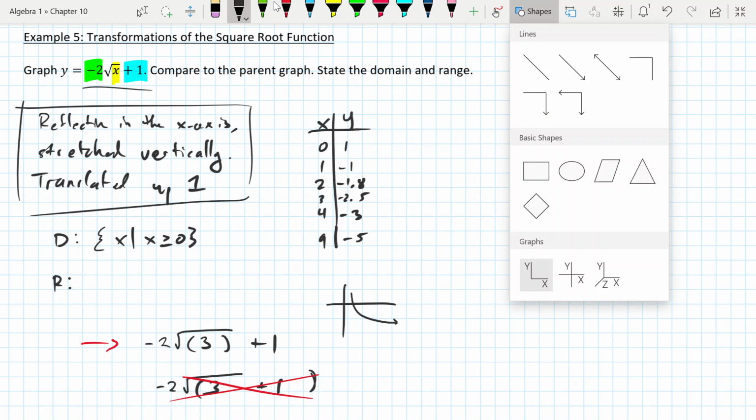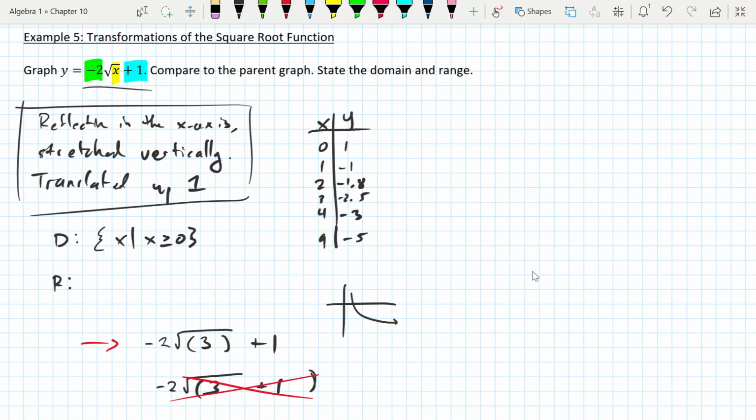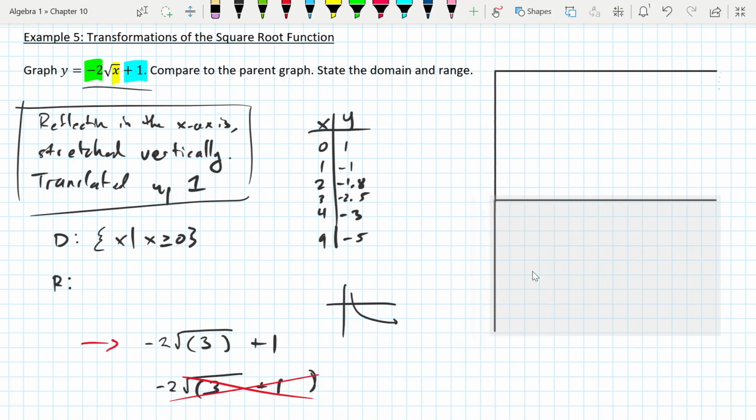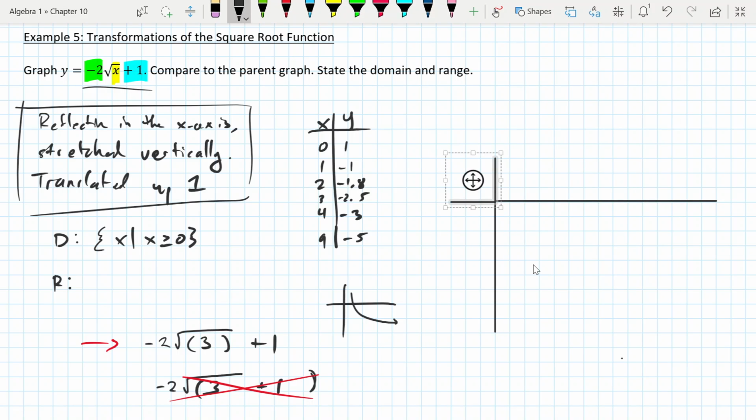So when I draw my graph here, I gotta move this guy down. There we go. All right, looks like that should work for us. 1, 2, 3, 4, 5. 1, 2, 3, 4, 5. 1, 2, 3, 4, 5.